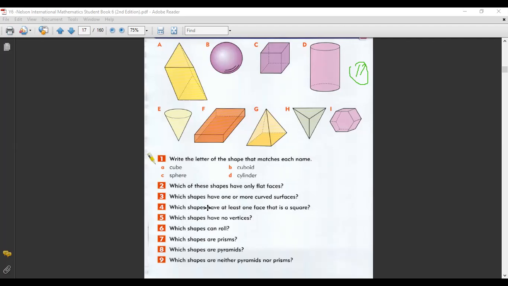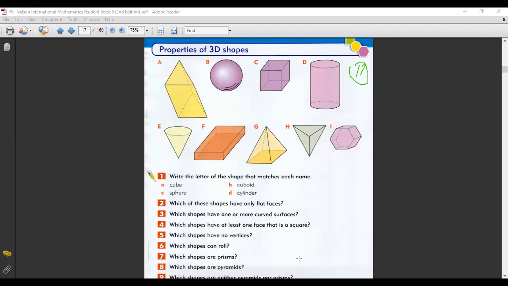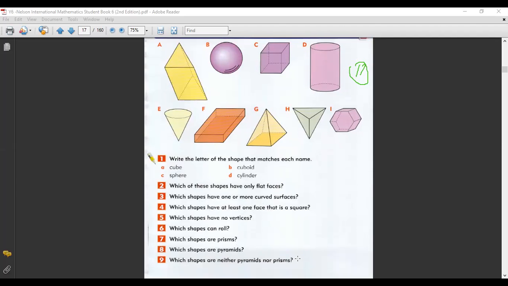So I have already explained to you how to classify these 3D shapes and their properties. I want you to answer this one, take a picture and submit it to me through email or post it in your Google Drive. All right, children? So I will wait for that one. You have to answer this. I have explained already and you can watch the video.